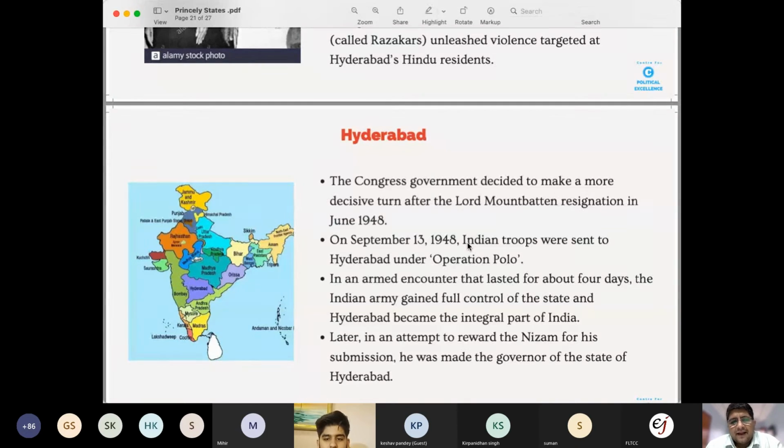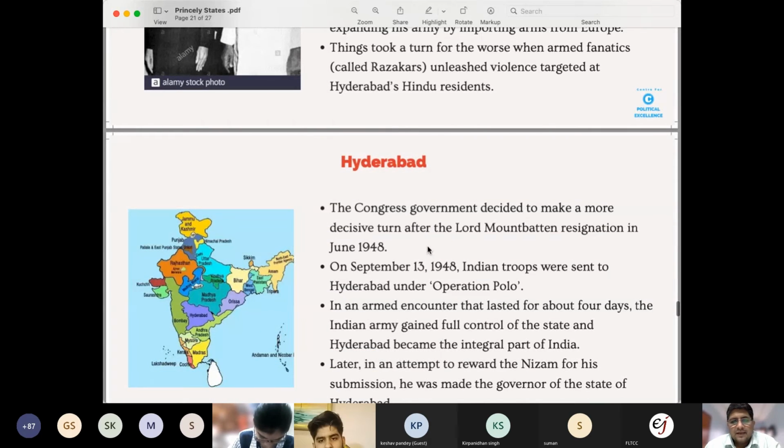In 5 days, from September 13 to September 18, this whole Operation Polo lasted, and the Indian Army took full control of the state. Ultimately, through military action, the princely state of Hyderabad was integrated, and the Nizam was also made the governor of the state of Hyderabad, and he was given what you call the princely privy purse. Some of the students might be aware that these princes were given some sort of pension, and they were allowed to keep their property, and they were given certain other concessions also, and those concessions were known as privy purse. So this is how the state of Hyderabad was integrated.